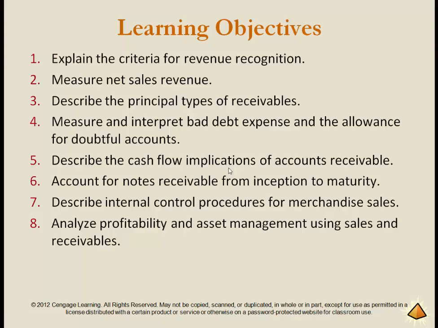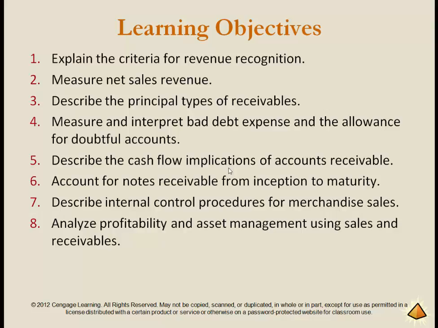These are our learning objectives. We're going to measure what net sales revenue means, and there are going to be some deductions off of that, particularly sales returns and sales discounts, the two we're going to look at. We're going to look at the most common types of receivables. We're going to figure out how to measure and interpret bad debt expense and also the allowance for doubtful accounts. We're going to discuss the implications of cash flow for accounts receivable.